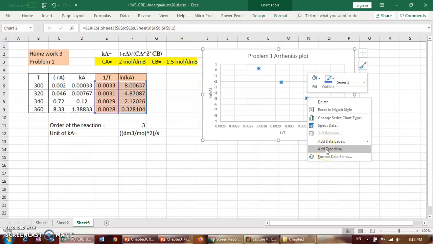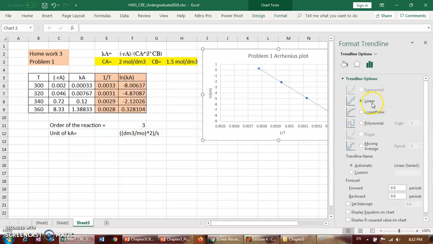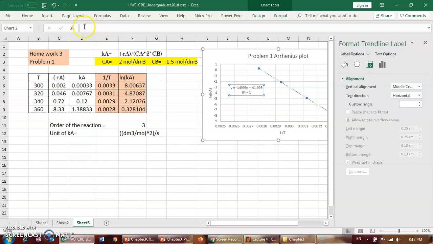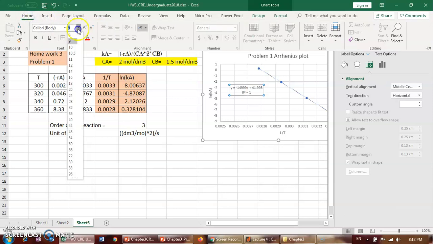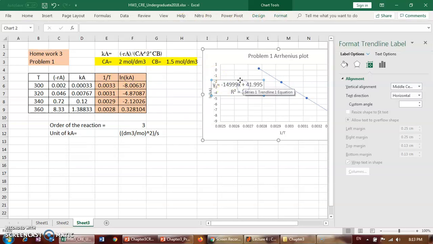If you right click with the right button of your mouse, then add trend line, select the linear line, and don't forget to select these two things: display equation on the chart and display the R square value on the chart, right? So you can see it here. We can increase the font size to make it a little bit larger to see nicely, and also you can format the shape fill as white, so we can have a nice view of the data points, right?